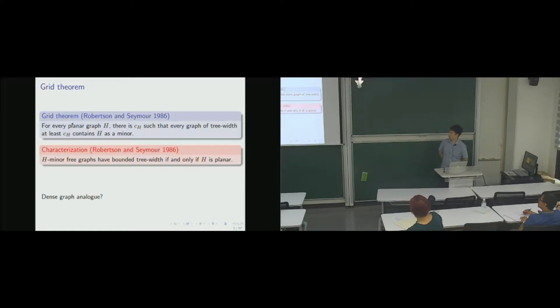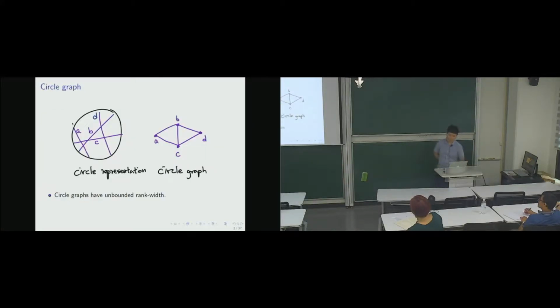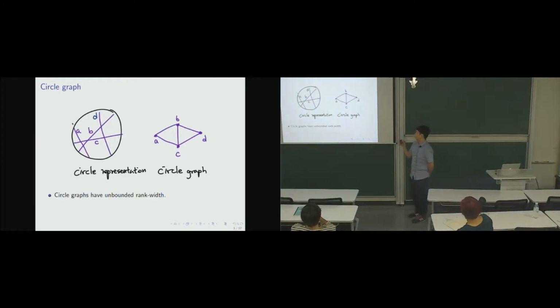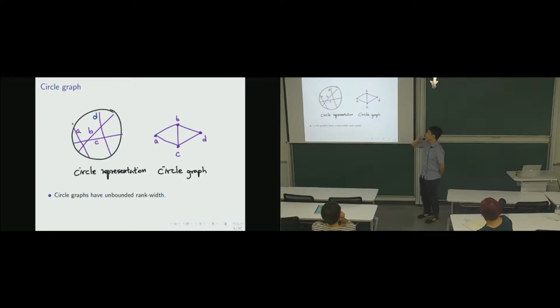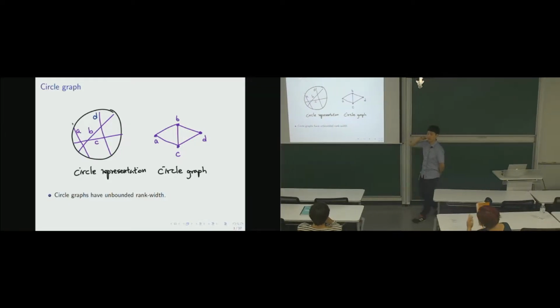But before going to the statement, circle graphs are an important graph class in this talk, so I want to introduce them first. Circle graphs are the graphs that have a circle representation. So what is a circle representation? You have a circle and then you have a set of chords in the circle like this. There are 4 chords there. Each chord corresponds to a vertex of the graph, and two vertices are adjacent if the corresponding chords intersect in the diagram.